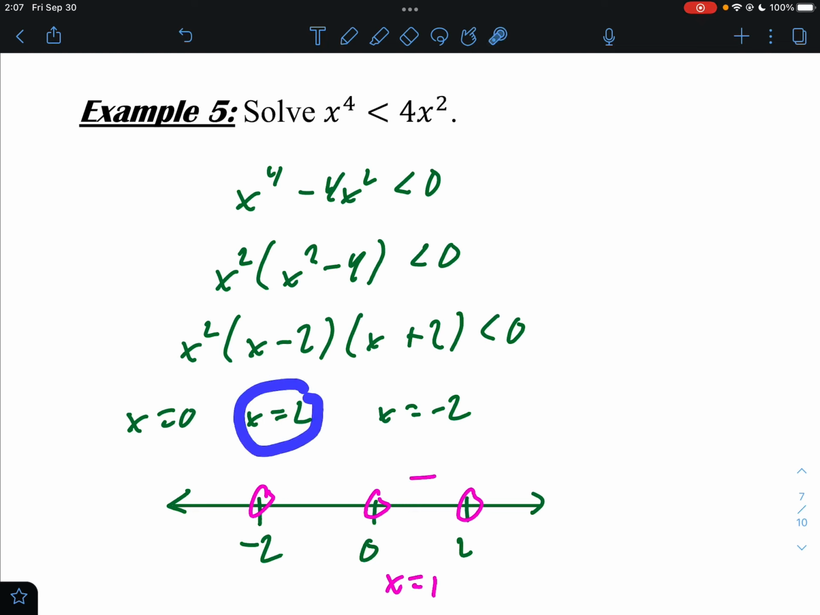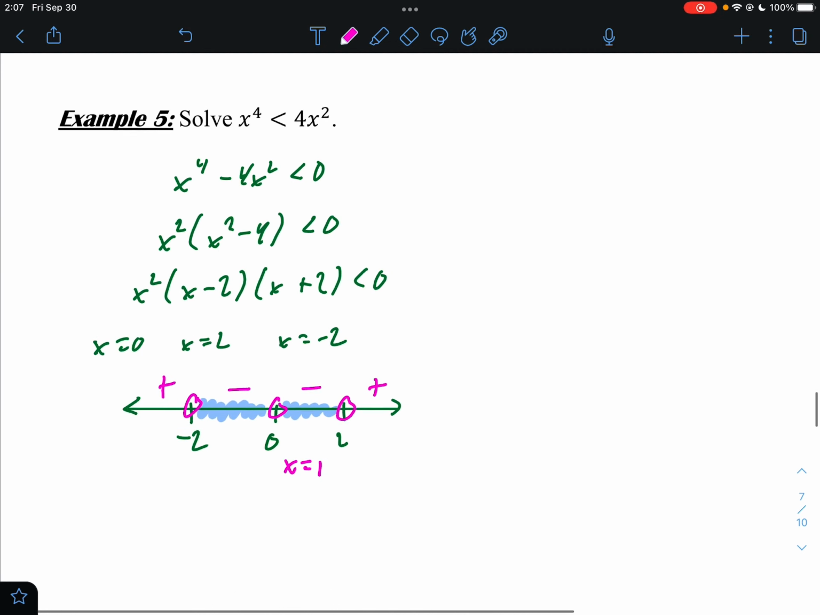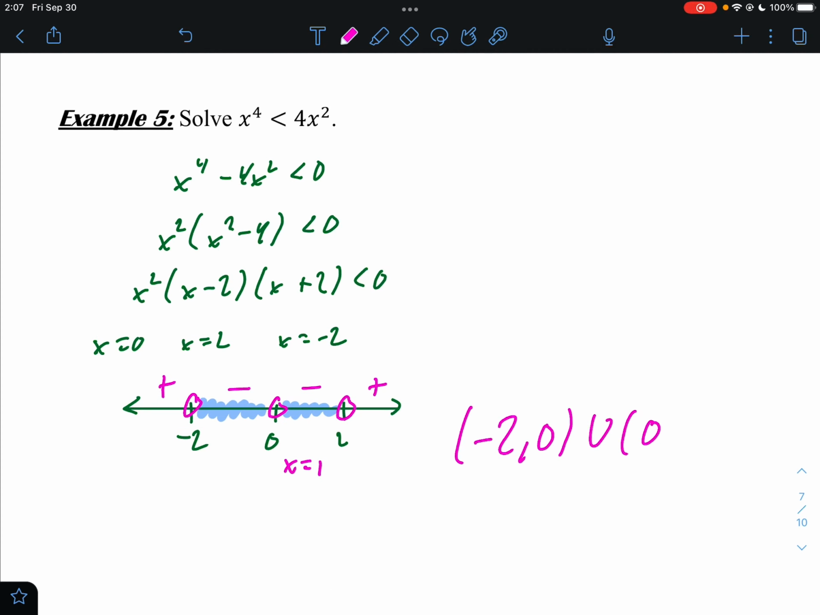Over 2, that has odd multiplicity, so we will change signs. Over 0, that has even multiplicity, so we don't change signs. Over -2, that has odd multiplicity, so we change signs. My answer is where it is negative, so my answers are here and here. So my answers are -2 to 0 and 0 to 2.